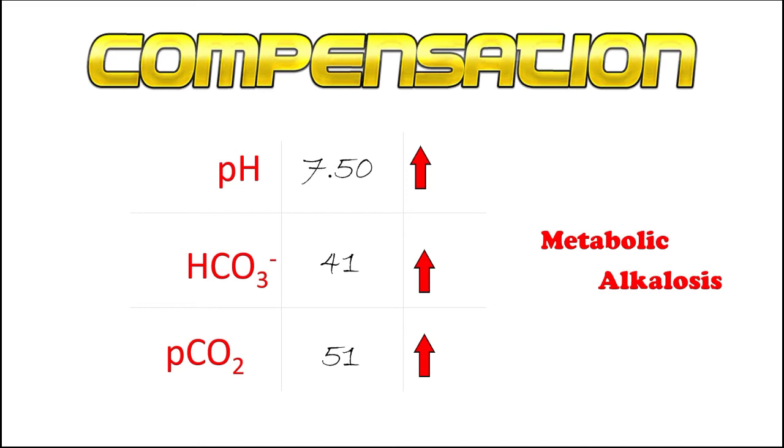Since this is metabolic, the mnemonic is MECA. Let's look at the carbon dioxide levels. It is on the higher side, so it is compensated. To say whether it is partially or fully compensated, we look at the pH levels. pH is still not in the normal ranges, so we can say that compensation is partial.